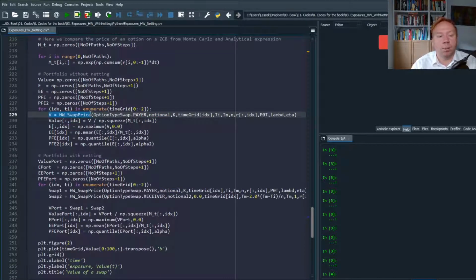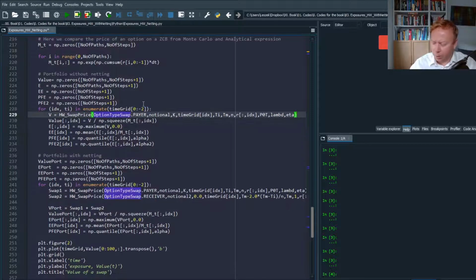Given the full wide paths, we can just calculate swaps, and this goes naturally via the definition of zero coupon bonds that are expressed in terms of short rates. What we do is that we discount first those flows. This will be discounting taking place. So we discount to today.